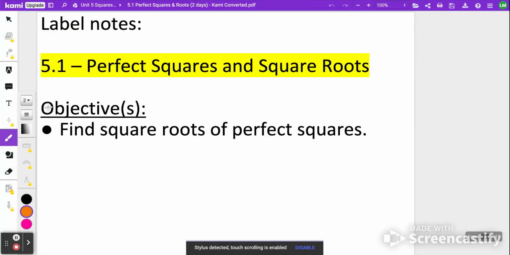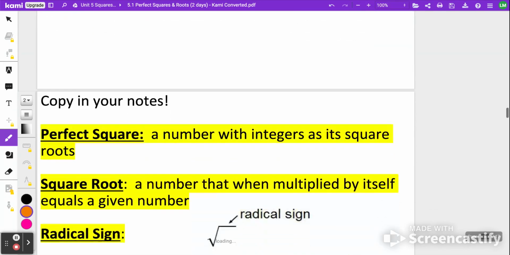Today we're going to be looking at lesson 5.1, so we're starting our new chapter today, perfect squares and square roots. You do want to have a calculator for this one, just to get to know what the perfect squares and square roots are, and then I'm going to send you out with an activity to help you memorize those. So we're going to be able to find perfect squares and their square roots.